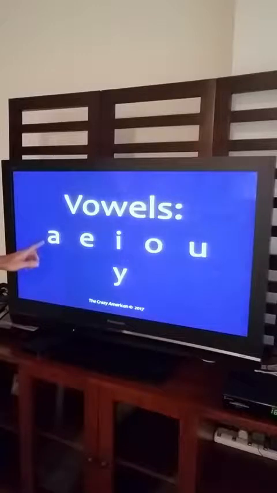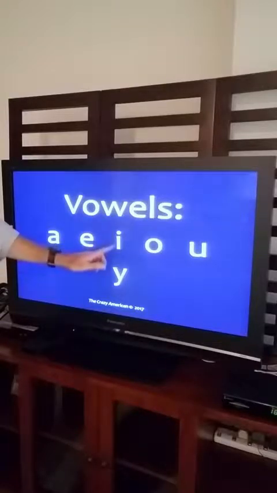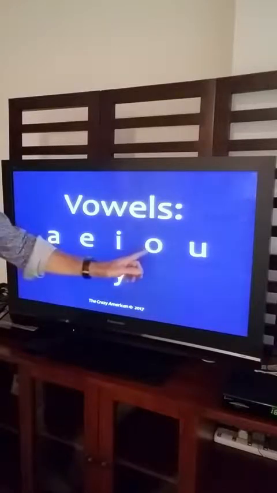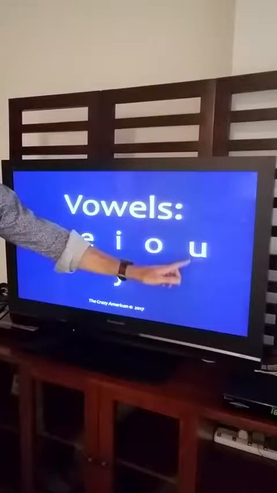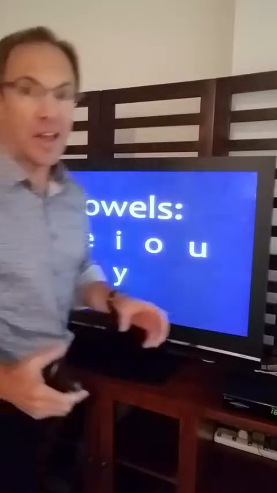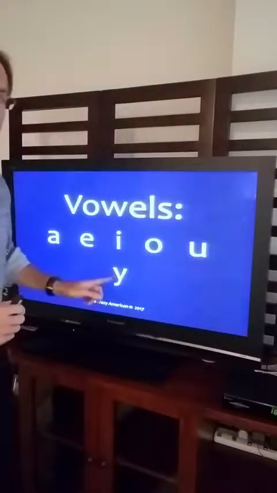A makes the sound A or A. E makes the sound E or E. I makes the sound I or I. O makes the sound A or O. U makes the sound or U. And guess what? There's another letter that acts as a vowel, and it's Y. Y makes two different sounds, and we'll go through that in a little bit. So let me just show you examples of each of the vowels and the different sounds they make.